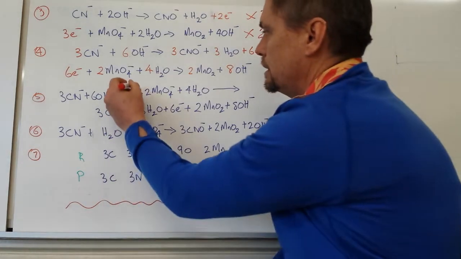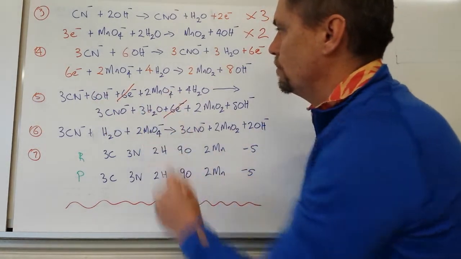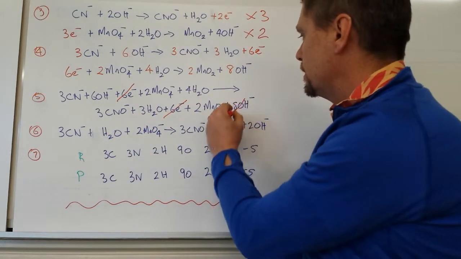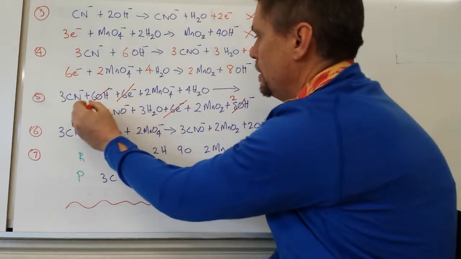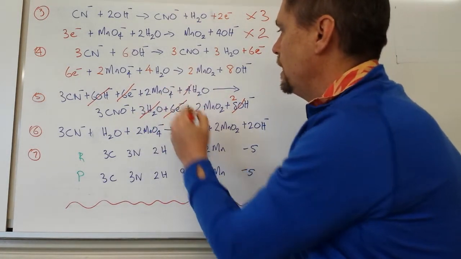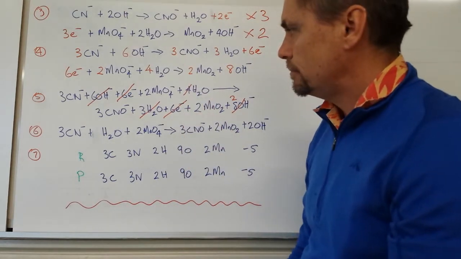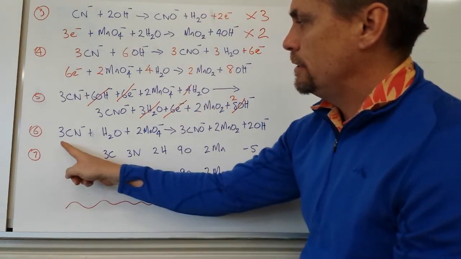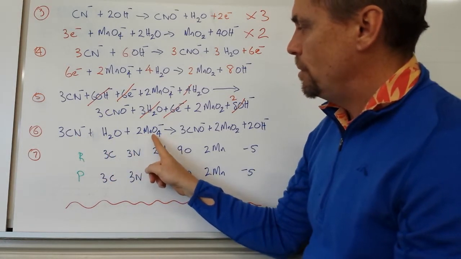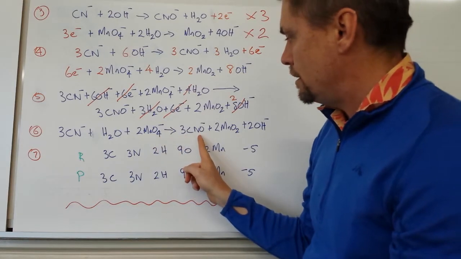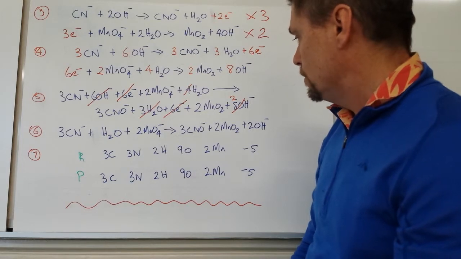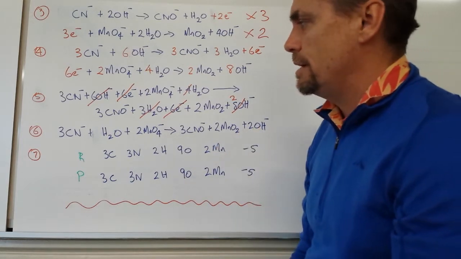So if we have a look, we've got 6 electrons on the left, 6 electrons on the right. We have 6 hydroxide ions on the left, 8 on the right. So we subtract the 6 from there, we cross out that one. We've also got 3 lots of water on the right, 4 on the left, so we're now left with 1 water. So our final reaction is 3 cyanide ions plus 1 water molecule plus 2 permanganate ions give us 3 cyanate ions plus 2 manganese dioxide molecules and 2 hydroxide ions.